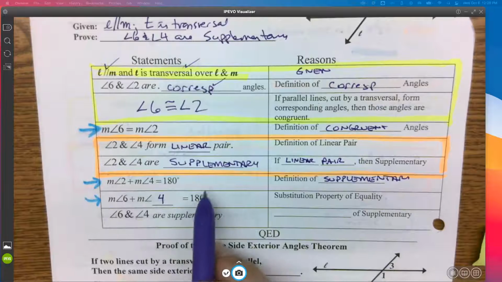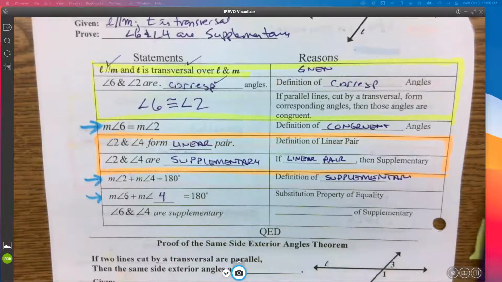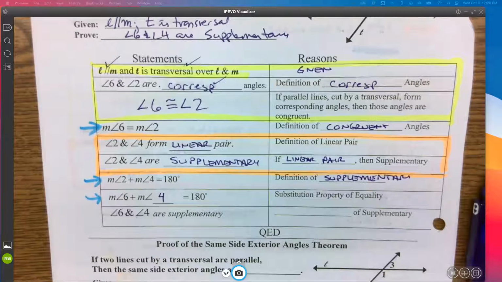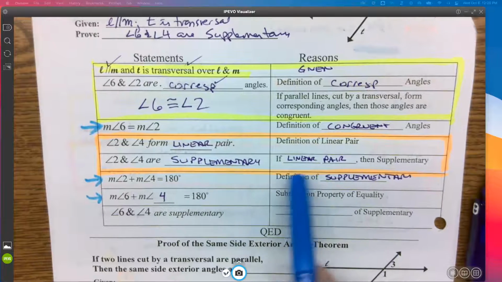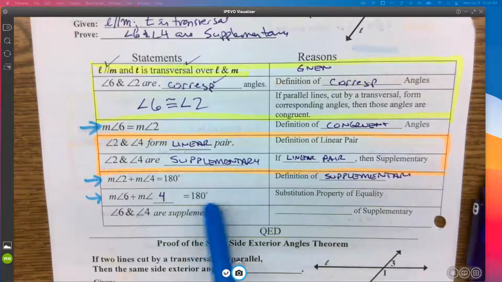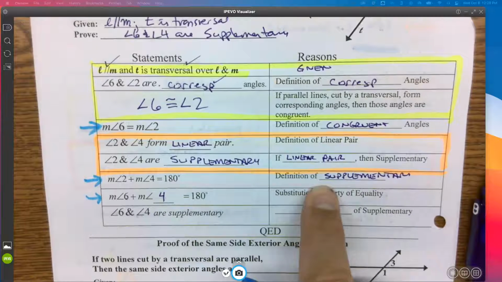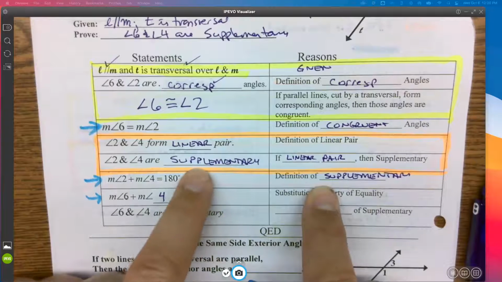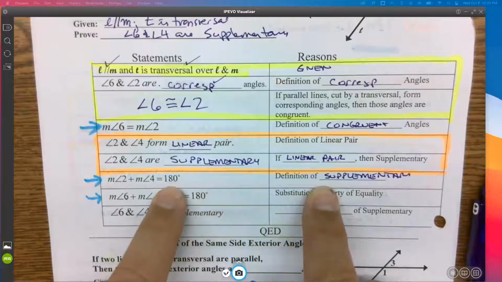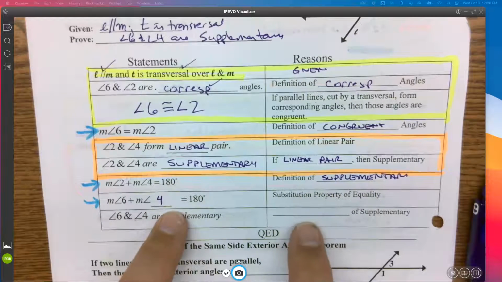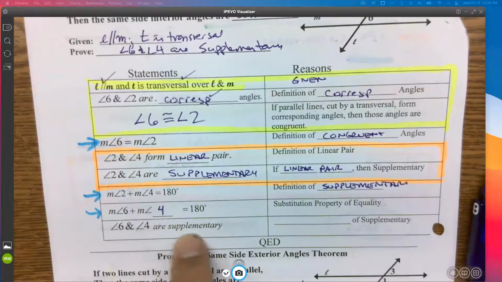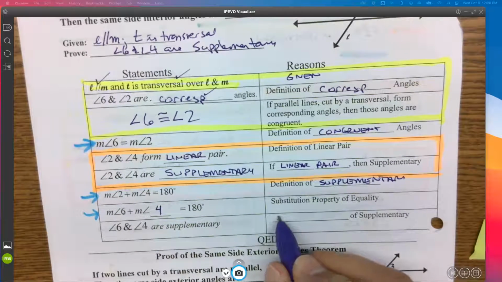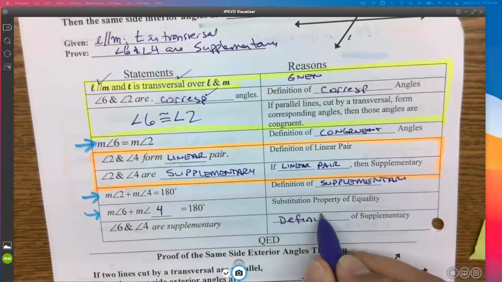And lastly, do you remember that definitions are bilateral? We talked about how a good definition is a valid biconditional, which means it's true for the conditional as well as the converse; it goes both ways. So when we use the definition of supplementary to go from supplementary to 180, we can also use the definition of supplementary to go from 6 and 4 equal 180 to calling them supplementary. So this last step is the definition of supplementary again.